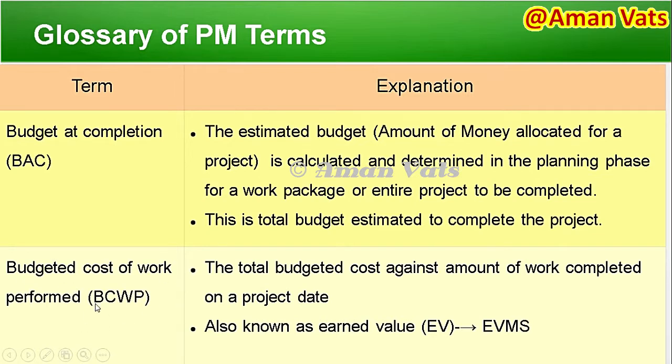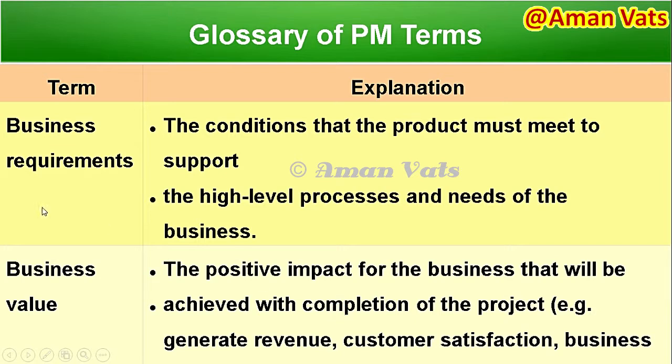Budgeted cost of work performed, BCWP. These terms are very important, and I'll make a separate video on all of these. Budgeted cost of work performed is the total budgeted cost against the amount of work completed on a given date. Let me tell you, on a given date. This is part of the earned value management system. BCWP is also known as earned value.